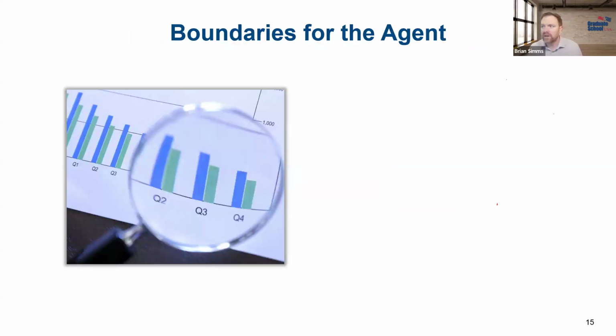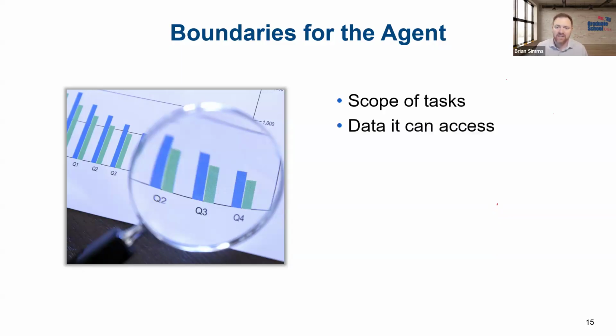So a couple quick things on boundaries for the agent. Again, this is the things that we would definitely have. This is where we define where our agent can and can't go, what it can and can't do. There are several things to consider here. We need to talk about its scope. So what is it allowed to work on? The data that it can access. What is it allowed to see?